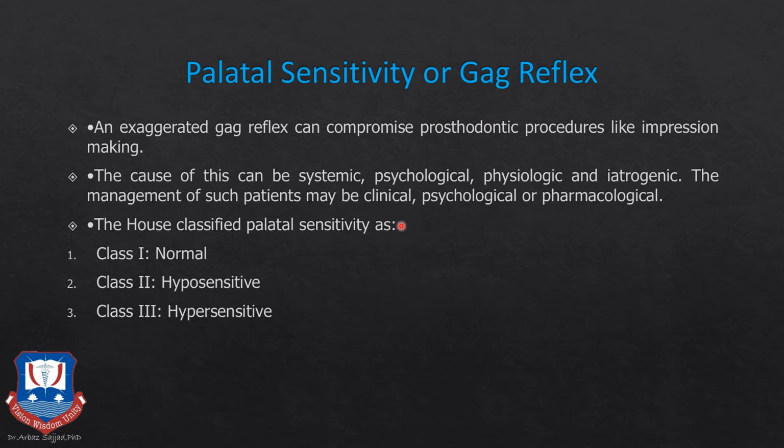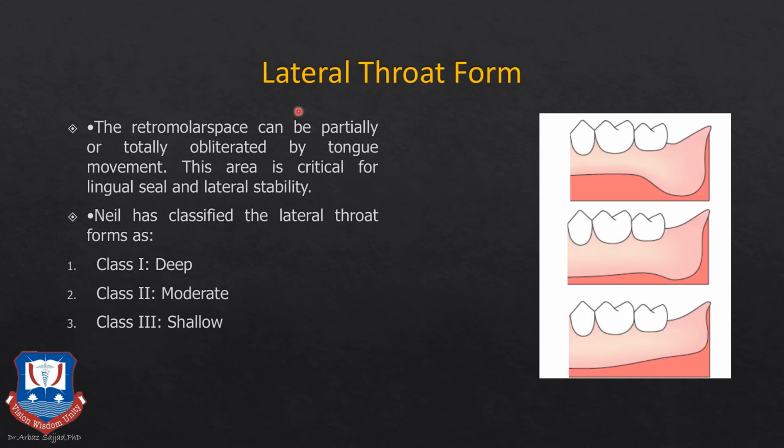Depending on the gag reflex, it is again classified into three types. Class 1 is the normal, that is the patient does not have a gag reflex. Class 2 is the patient is hypersensitive, that is even after palpating or touching the soft palate and hard palate junction, the patient gags. And class 3 is hypersensitive, that is even by taking a mouth mirror or a probe just near the palate makes him gag severely.